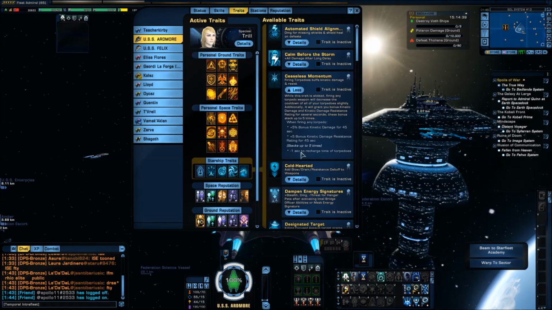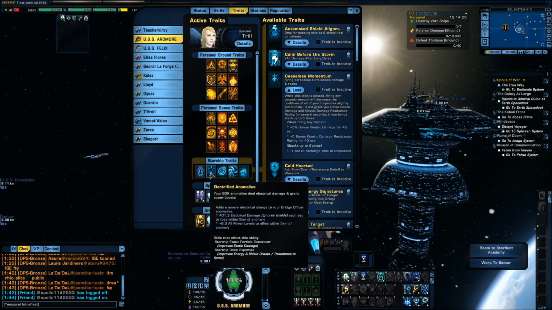This is really good if you're doing a Psy Torp build, which science and torpedoes tend to lend themselves hand in hand. This gives 5% bonus kinetic damage for 45 seconds and resistance for 45 seconds, and it stacks up to 5 times, and reduces the recharge time of torpedoes. So this is actually quite good if you're running a Psy Torp boat. But I'm currently testing, and this is actually looking quite good, the electrified anomalies.